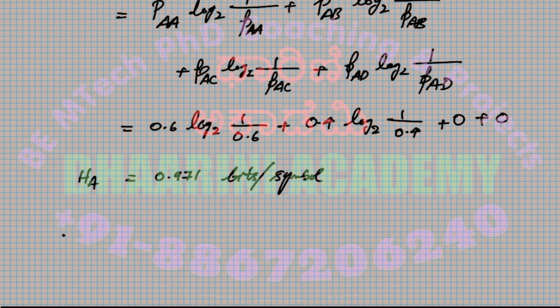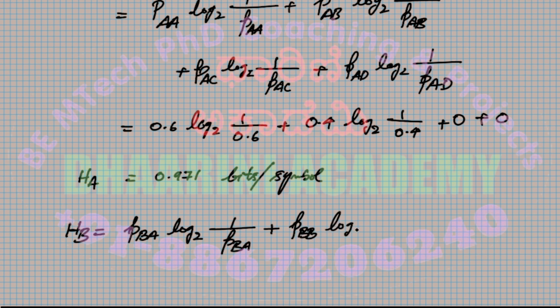Okay, similarly, let's go ahead and calculate HB. So for HB, it's the same equation. Probability of moving from B to A log to the base 2 of 1 by P of BA plus P of BB log to the base 2 of 1 divided by P of BB plus P of moving from B to C log to the base 2 of 1 divided by PBC plus probability B to D log to the base 2 of 1 divided by B to D, right?